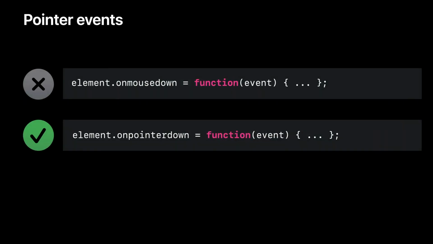Up next, pointer events. If your extension currently depends on handling mouse events for arbitrary clicks and drags, be aware that the same events won't be sent when the user taps on iOS. You should instead adopt the Pointer Events API. It's similar to the Mouse Events API, and it works just the same with mouse input, but the Pointer Events API also reports touches and Apple Pencil input.